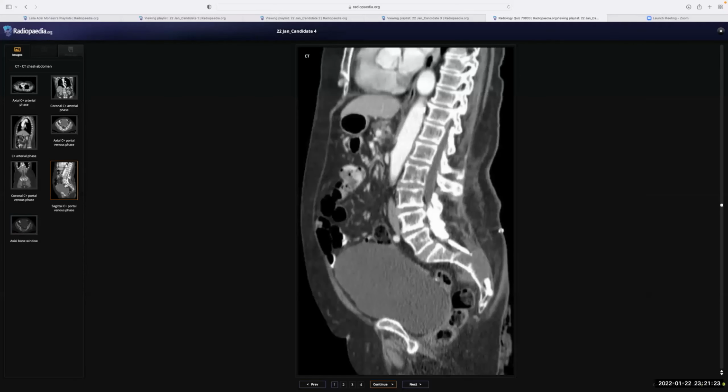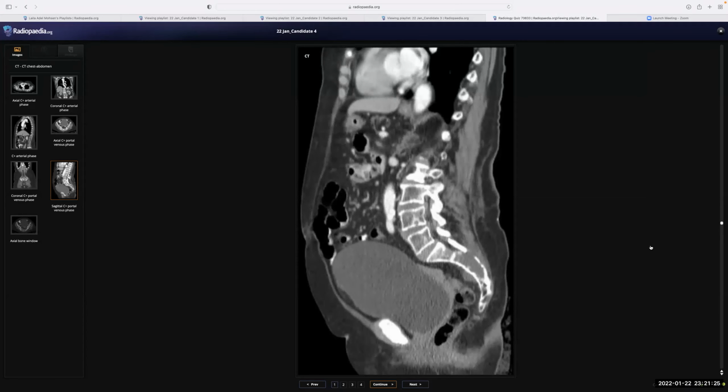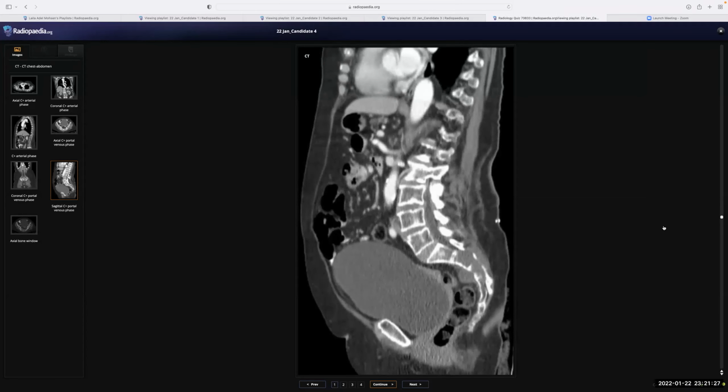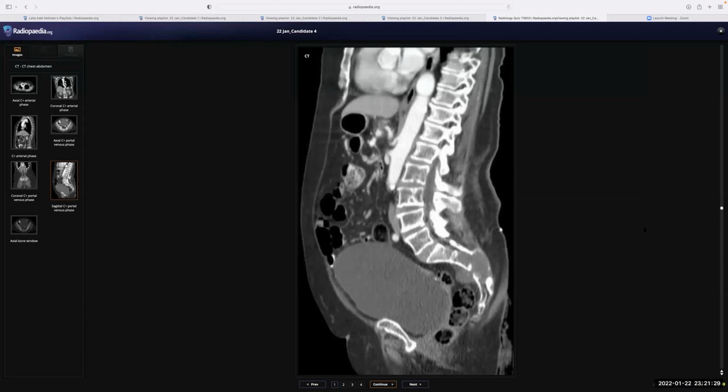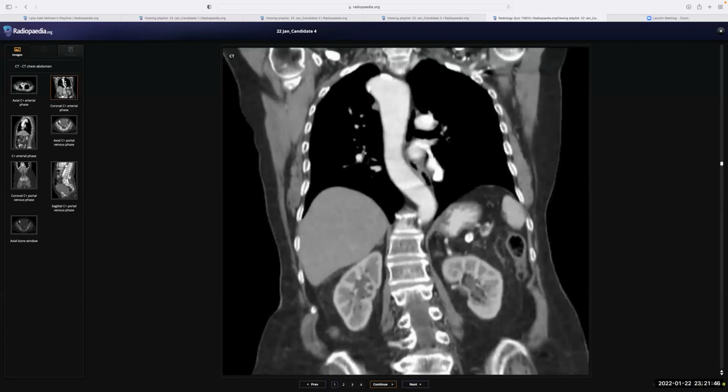So I want to see the coronal, and this appears almost same. There is no addition, and to look for the primary mass lesion, I want to see the coronal of the arterial phase.